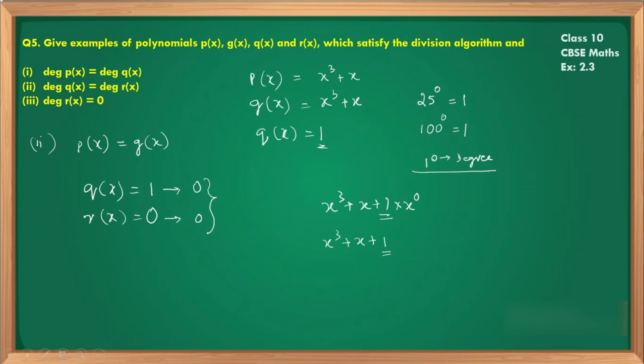Now, part 3 is a part of this only. Now, we have seen a remainder. When the remainder is 0, the degree is definitely 0. That's how we can prove, in the same example, the third part also.